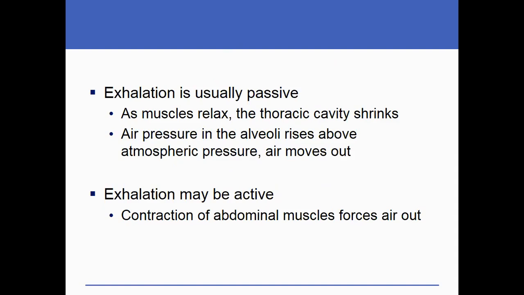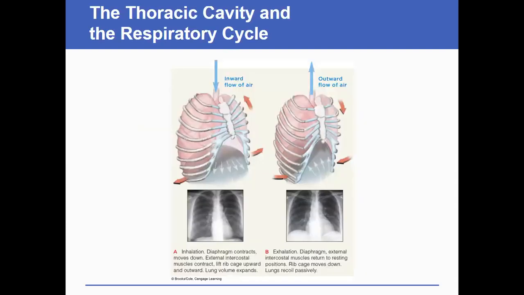As the muscles relax, the thoracic cavity shrinks. Air pressure in the alveoli rises above atmospheric pressure. Air moves out. Exhalation may be active: contraction of abdominal muscles forces air out.